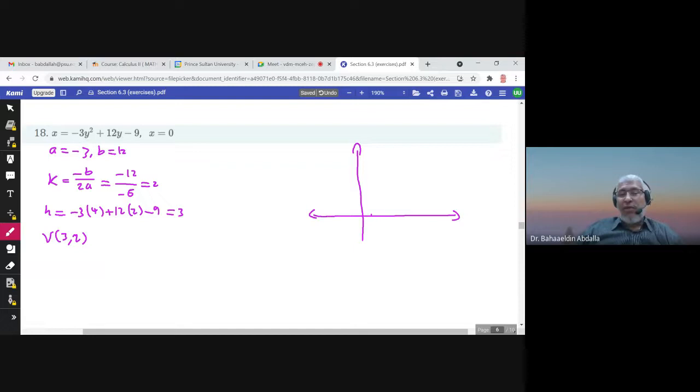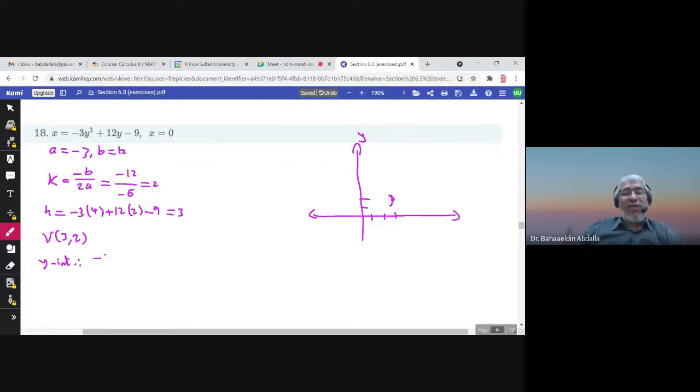3 and 2. And it will open to the left because A is negative. So it will cross the y-axis. So there are y-intercepts. How to find the y-intercepts?